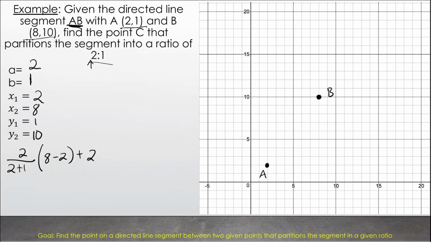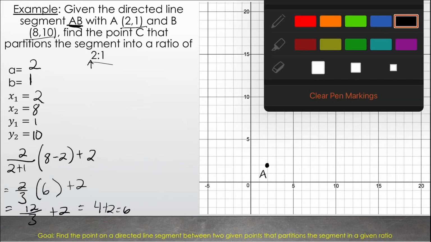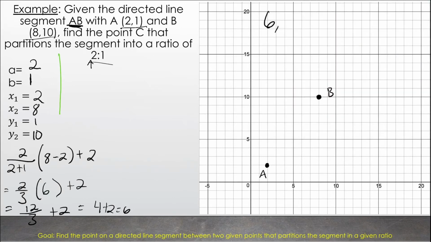And remember, we got some order of operations happening here. So I get 2 over 2 plus 1, I get 2 over 3. 8 minus 2 is 6, plus 2. Okay, 2/3 times 6 is 12 thirds plus 2. 12 divided by 3 is 4, plus 2. We get 6. Okay, so I know my x coordinate is going to be 6. Okay, I'm going to kind of cut this off here.